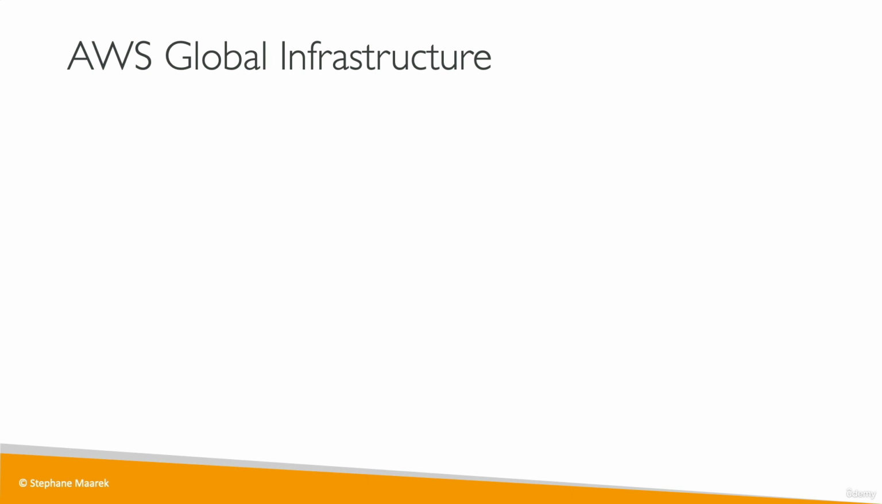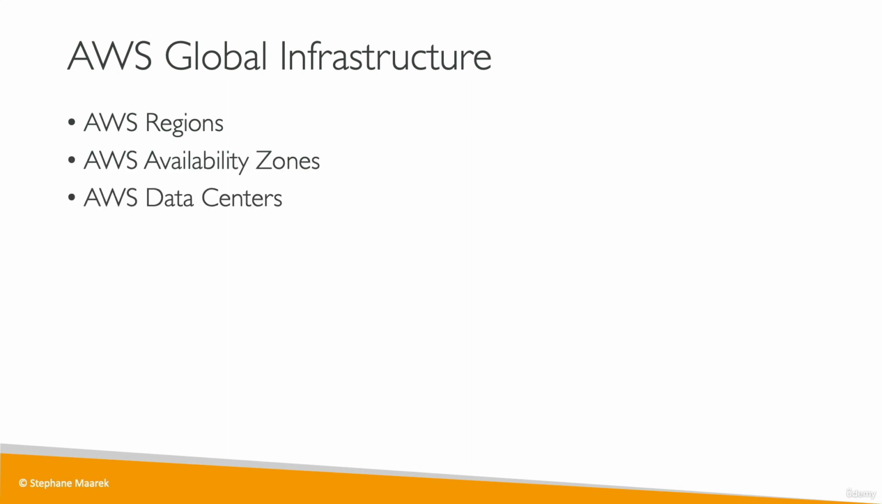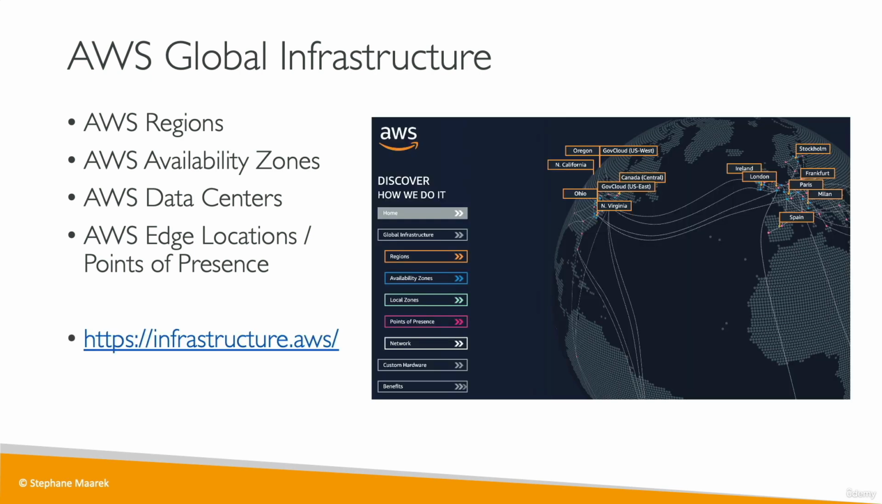Now, AWS is global. And this is where we are going to learn a bit more specifics about how it works. So we have AWS regions, availability zones, data centers, edge locations, and points of presence. And all of these can be represented on the map right here. So let's go on this website to have a quick look at it.